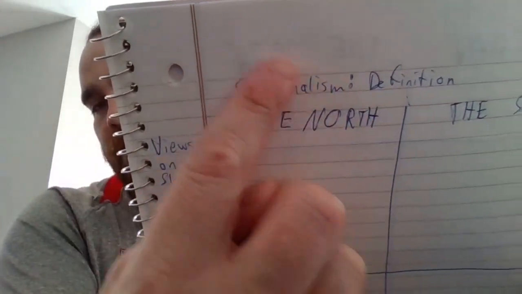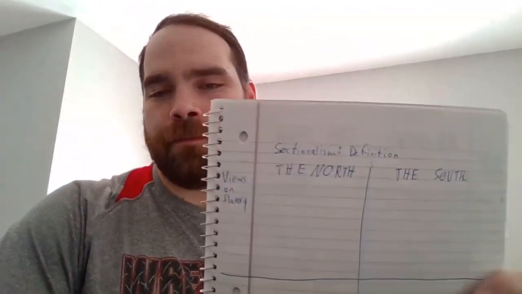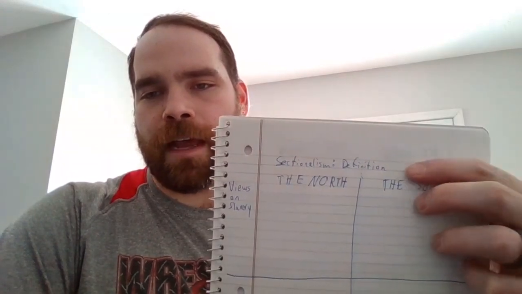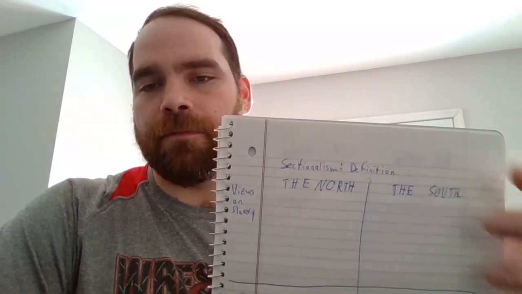All right. So on the front of your paper, obviously, you should probably put your name somewhere in here. That would be good. But besides that, and putting your name on there, at the top, we're going to define sectionalism again. So you just need to put sectionalism. We'll do that later when we do the actual notes.